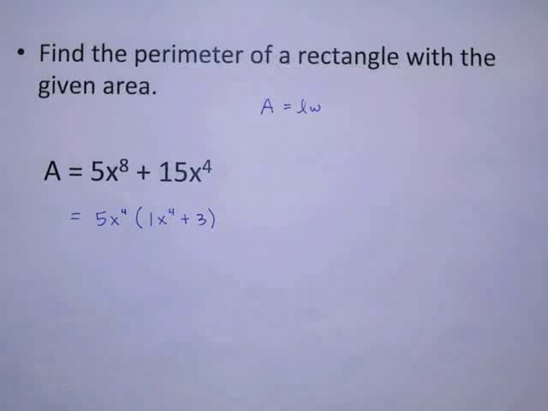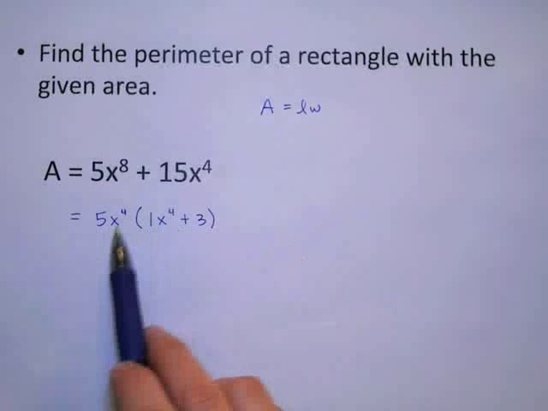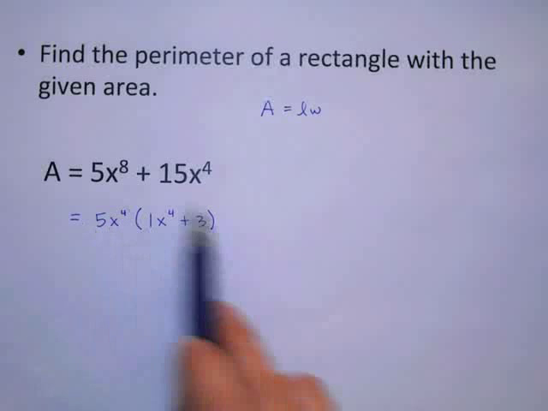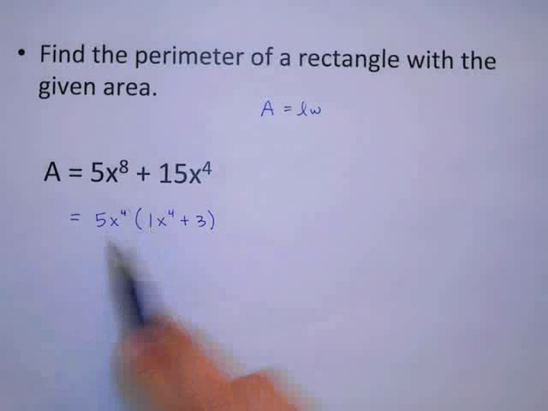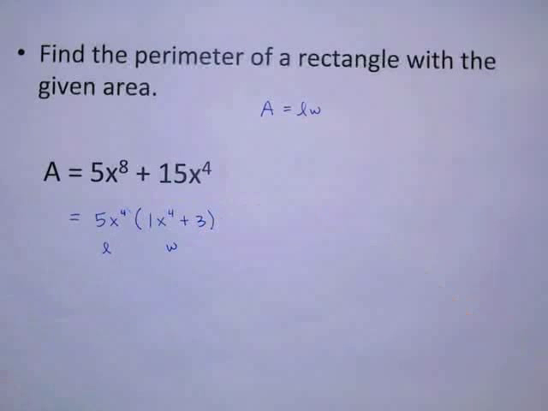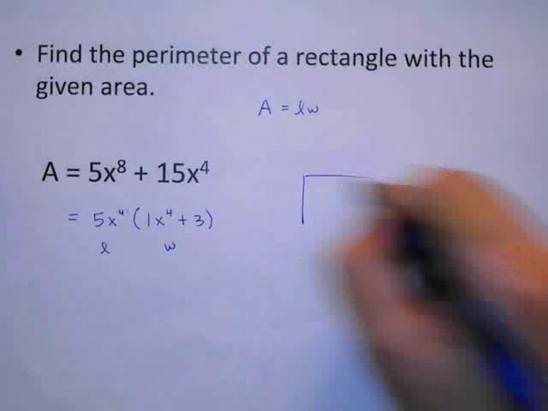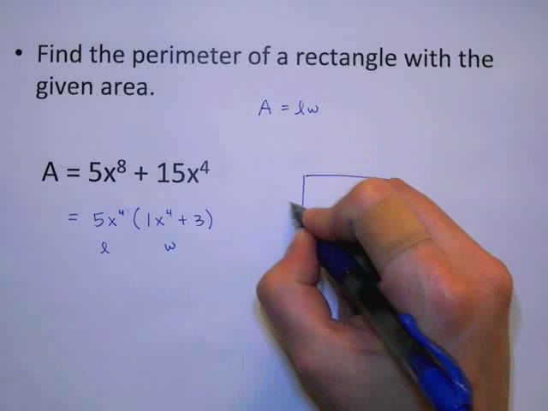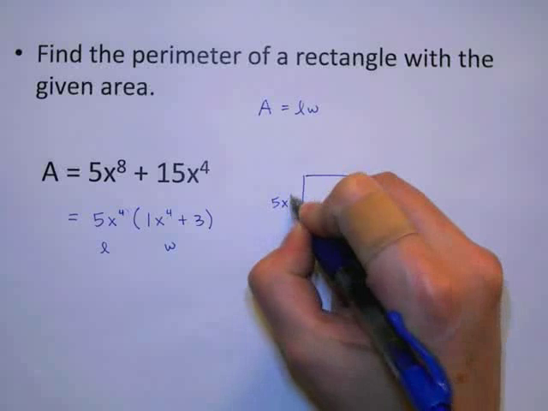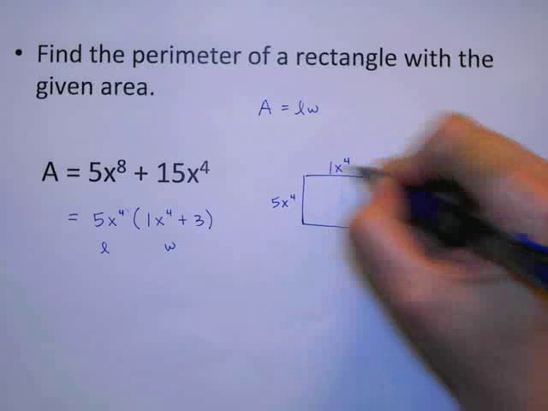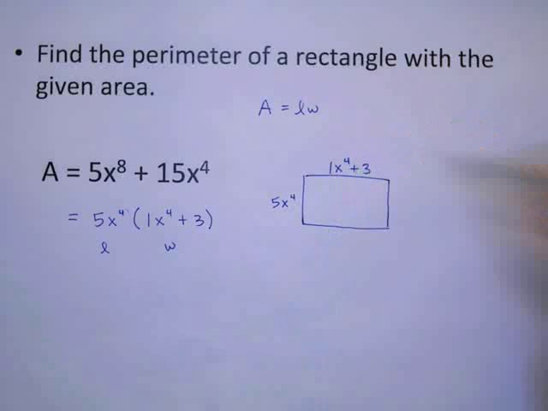All right, so what we're finding then is this area is made up of these two separate factors, 5x to the 4th power and x to the 4th power plus 3. This we can think of as our length and our width of a rectangle. So I'm going to go ahead and draw a picture of a rectangle. Sometimes it helps to look at a picture. So I'm just going to label one of the sides 5x to the 4th power, and the other side is x to the 4th power, and you can put the 1x to the 4th power if you want, plus 3.